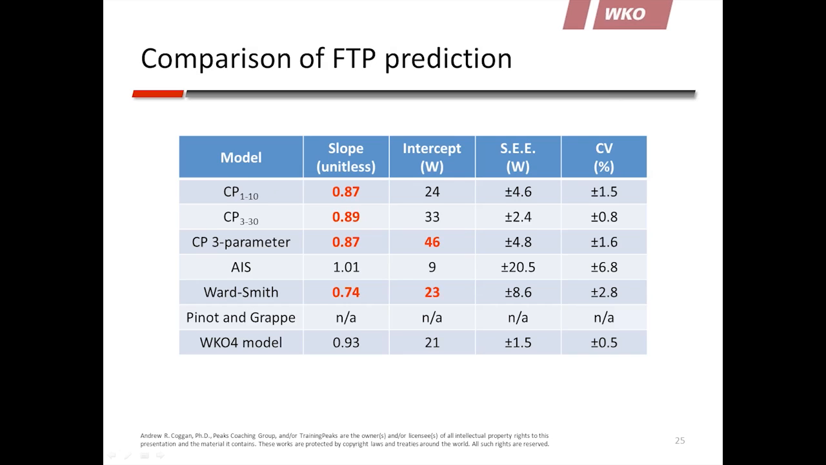The Ward-Smith model is also biased. Pinot and Grappe, your maximal steady state power is not a model parameter included in it, so it's not applicable. And only the WKO4 model achieves the ideal goal of having a slope not different from 1, an intercept not different from 0, and a coefficient of variation of predicting FTP of 0.5%.